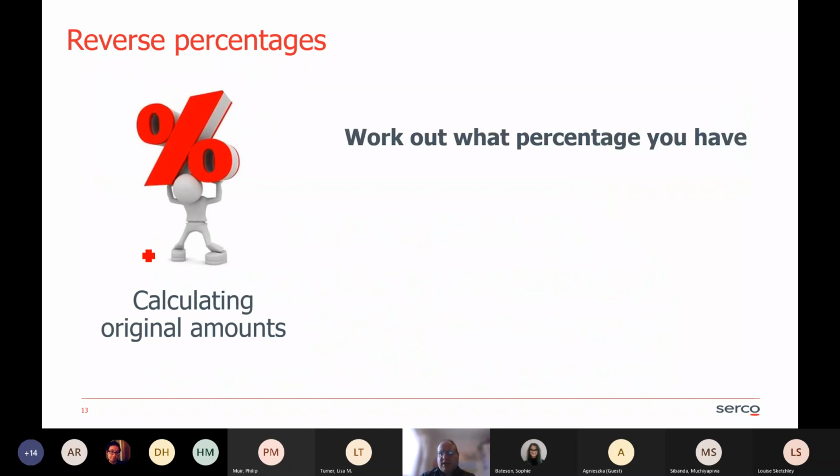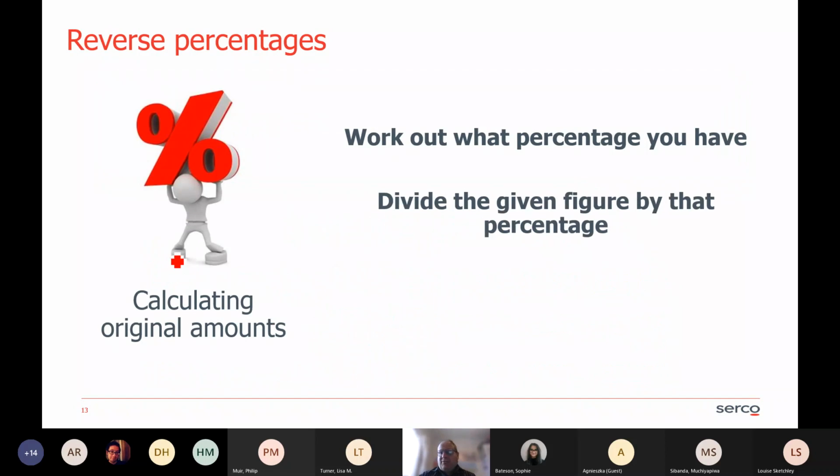So the first thing to do is work out what percentage you have. Is it above 100 or below 100? You can then divide the figure they've given you by that percentage. In the case we just did, it was 125. The previous one was 91%, and so on. And once we've got that 1% figure, we simply multiply it by 100 to get our original figure.